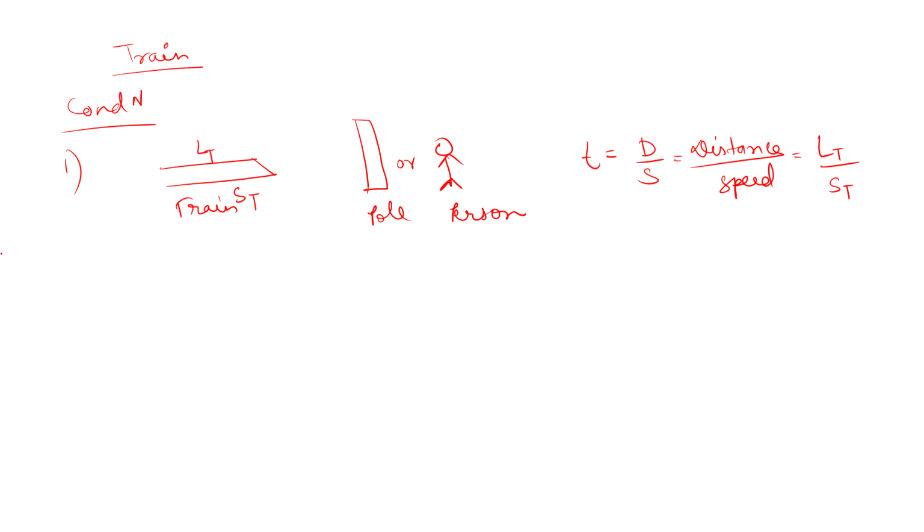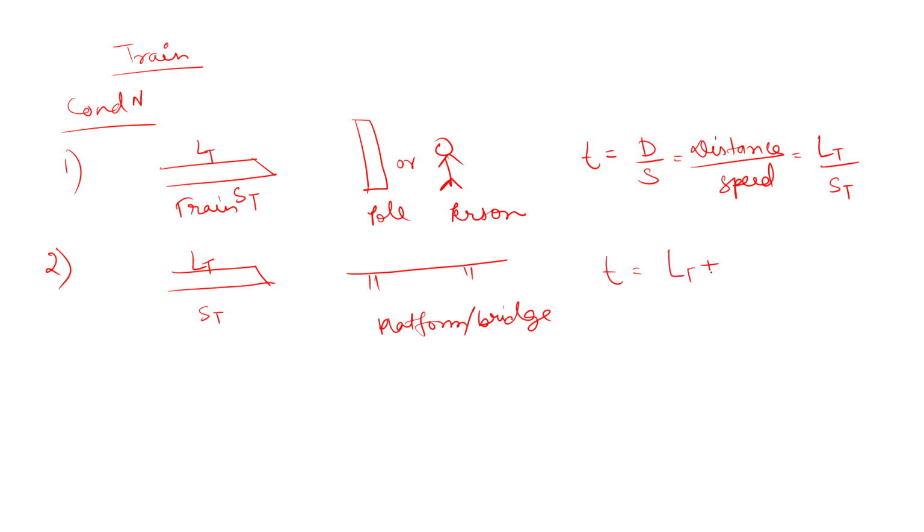Now coming to the second condition. If we have a train whose length is LT and speed is ST, and we have a long platform, or we can say bridge, then we consider the length of the platform or bridge also. So here time is equal to the length of the train plus the length of the platform, by the speed of the train.